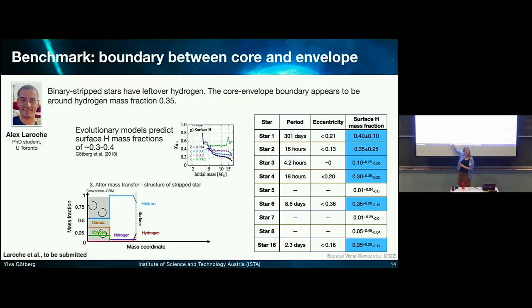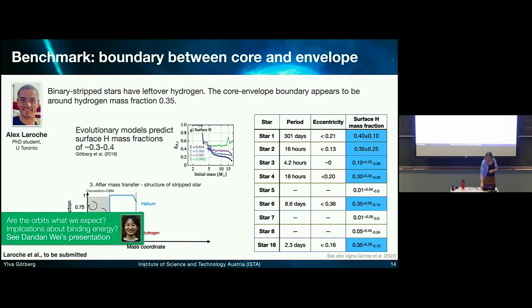And what that suggests is that actually, yes, there is a little bit of that chemical gradient left. And so what these orbits and that chemical gradient do to our understanding of the mass transfer and the evolution is something that Dan is going to talk about tomorrow. So this is quite exciting stuff, and I will not spoil her presentation.